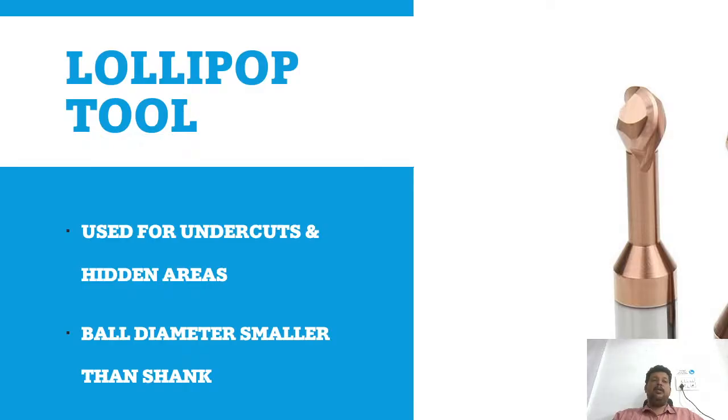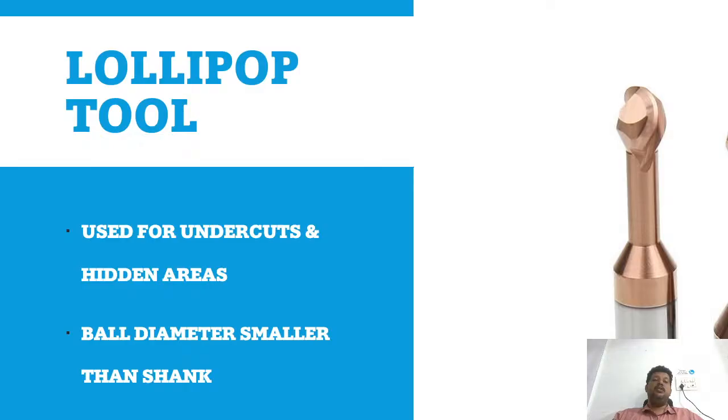Now, why is this important? Let's imagine a situation. Suppose you are trying to machine a hidden groove or an undercut area. If you use a normal end mill or a ball nose tool, what will happen? The shank will hit the material before the cutting edge reaches the required area. So even if your program is correct, physically the tool cannot reach. And that is exactly the problem we will solve here.